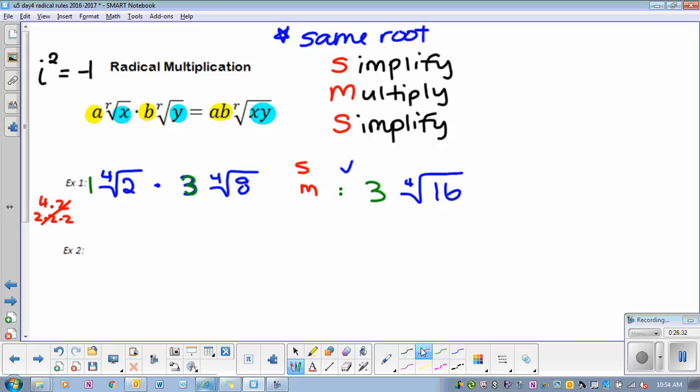Okay, so then now S-M-S, simplify again. That means you're simplifying this radical, this fourth root of 16. Can you simplify that? Put it in your calculator. See if you can get the fourth root of 16. This is a nice non-decimal number. 2? Perfect. So that means I already had the 3 outside, and then this guy became 2. So then what's your final answer? 6. 3 times 2, which equals 6.